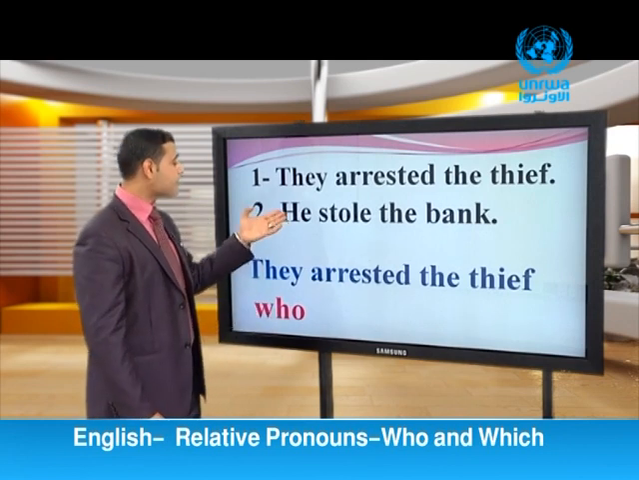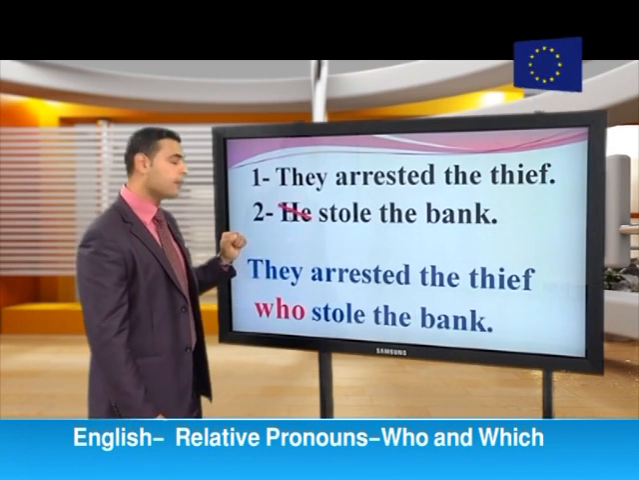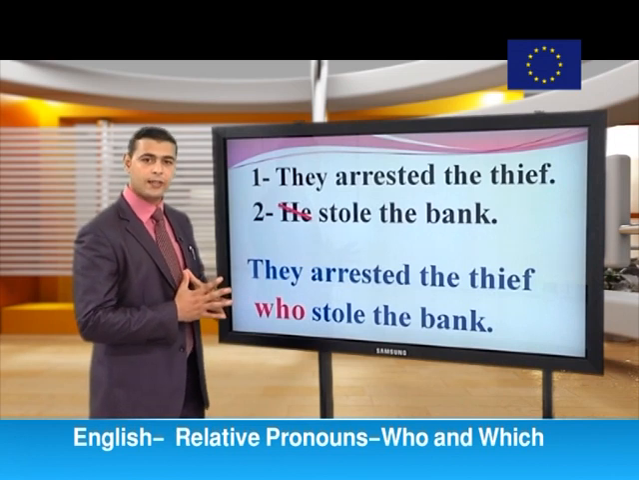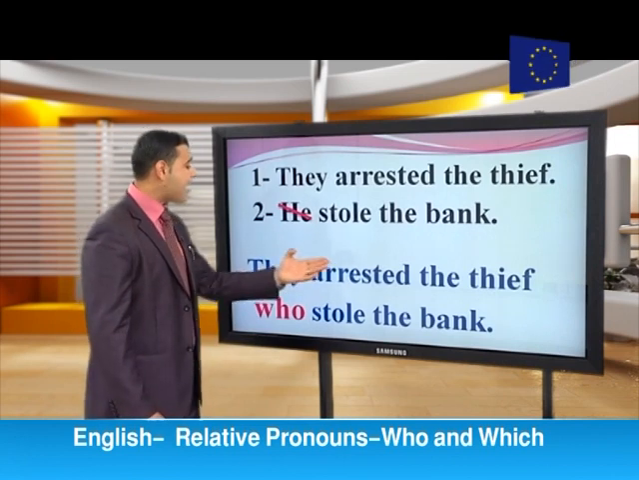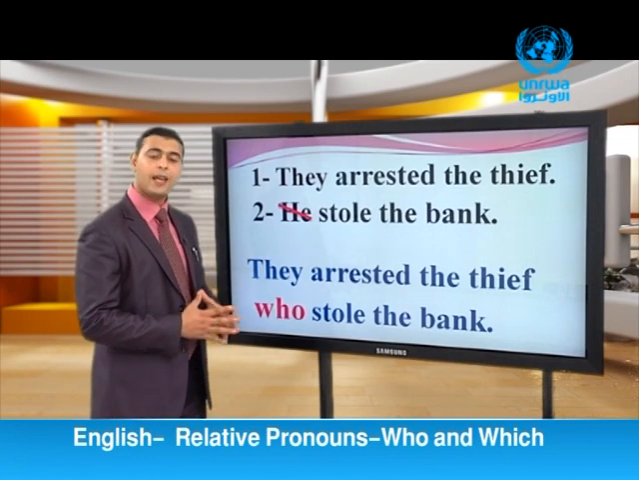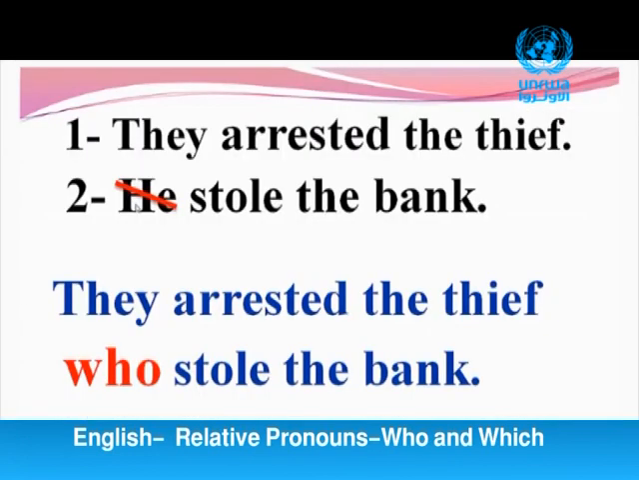In the second sentence, he stole the bank. We need to omit the first subject he because we need one sentence instead of two sentences. So let's look here. They arrested the thief who stole the bank. The last time, they arrested the thief who stole the bank.